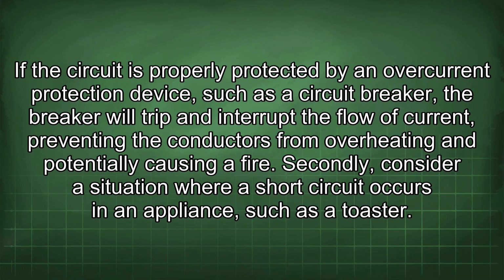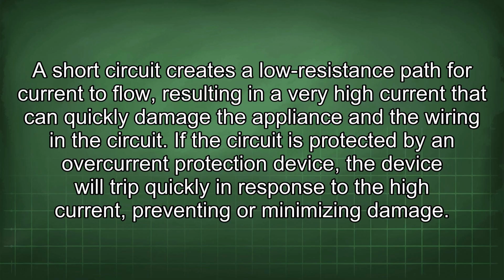Secondly, consider a situation where a short circuit occurs in an appliance, such as a toaster. A short circuit creates a low resistance path for current to flow, resulting in a very high current that can quickly damage the appliance and the wiring in the circuit. If the circuit is protected by an overcurrent protection device, the device will trip quickly in response to the high current, preventing or minimizing damage.